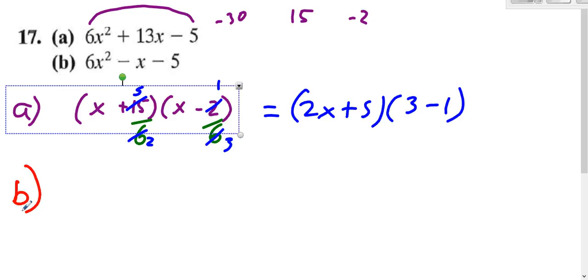For B, it's the same idea. You're going to multiply the 6 times the negative 5, so that's negative 30 again. Obviously, it's not 15 and 2 this time. We're trying to get a 1. How about 6 times 5? It's got to be a negative 1, so a negative 6 and a positive 5.